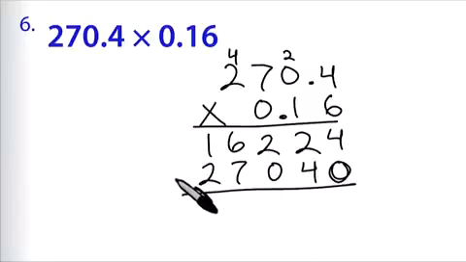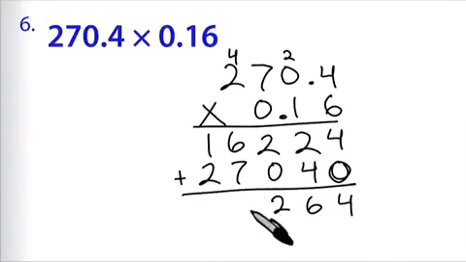Let's put another line here. Put a plus sign there so we don't forget. 4 plus 0 is 4. 2 plus 4 is 6. 2 plus 0 is 2. 6 plus 7 is 13. Carry the 1. 1 plus 1 plus 2 is 4.